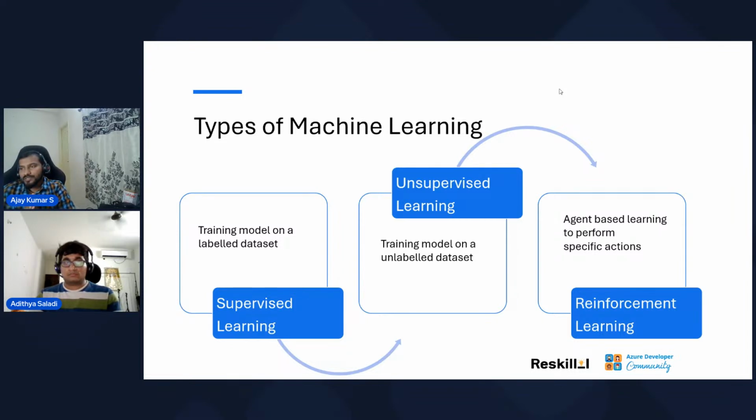In the same way, unsupervised learning is where I don't know the data set labeling. I don't know what type of data this is. I don't know the classification. I don't know what type of data I'm feeding to the algorithm. That is called unsupervised learning. And finally, for reinforcement learning, we want to create agent-based learning where there is no human involved. I want the system to self-learn and also perform actions based on these learnings. That's what reinforcement learning is.